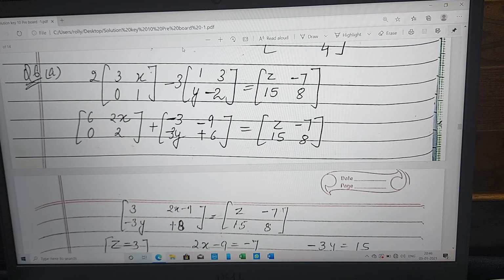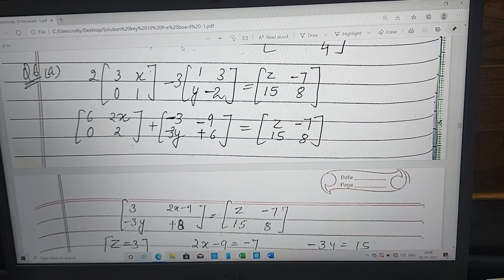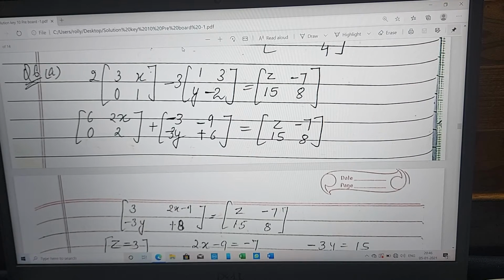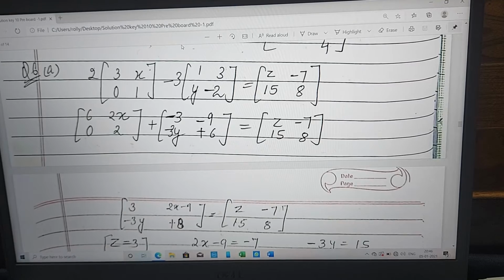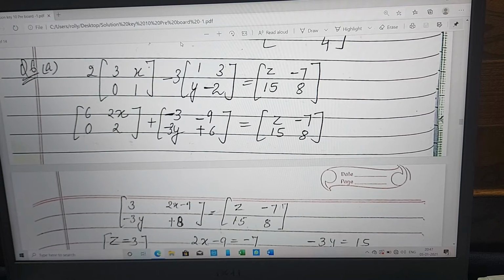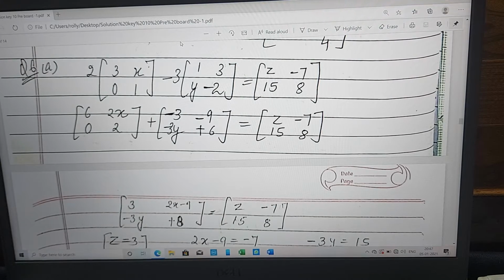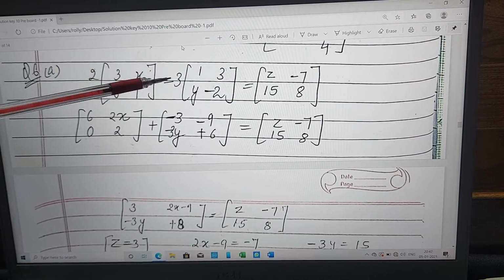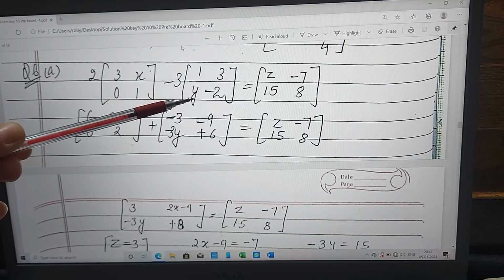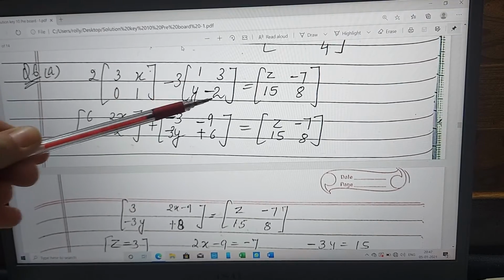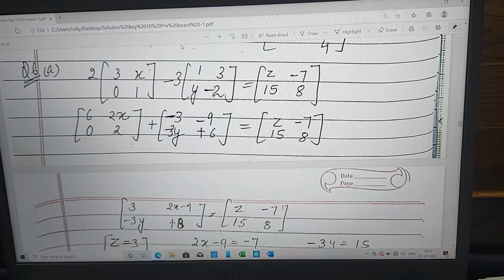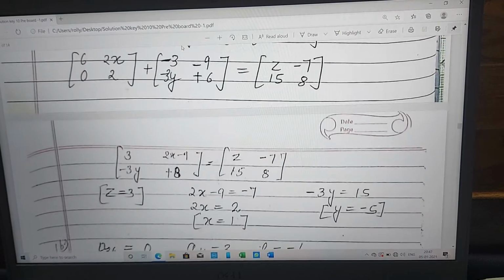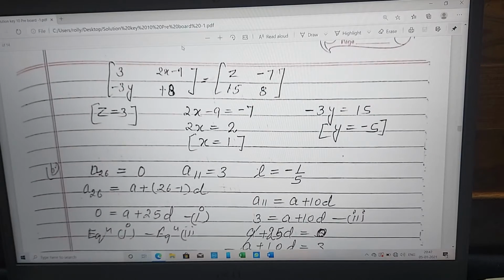Question number 6, A part was done correctly, mostly children have done it correctly, but here also the common mistake was they have not multiplied the minus sign inside. They have taken it as minus 3y, this becomes minus 9, this becomes plus 6. Clear? So this is not done correctly. That is why they have got wrong values. It has to be done this way.